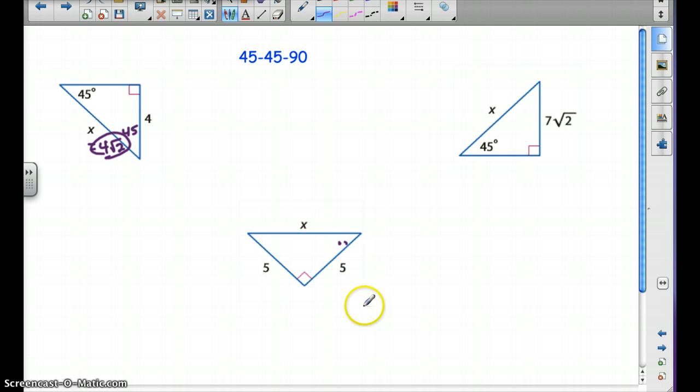So let's go down to this one down here. We have two legs that are 5, so we know that these are going to be 45 when we know the two legs are the same. So it's going to be 5 square root of 2. Now this one's a little different.